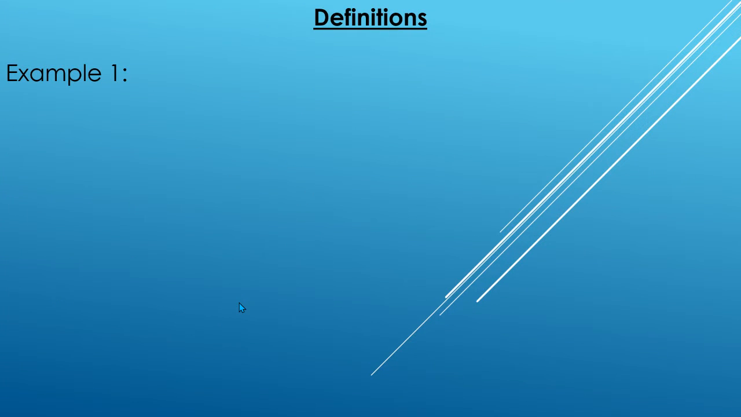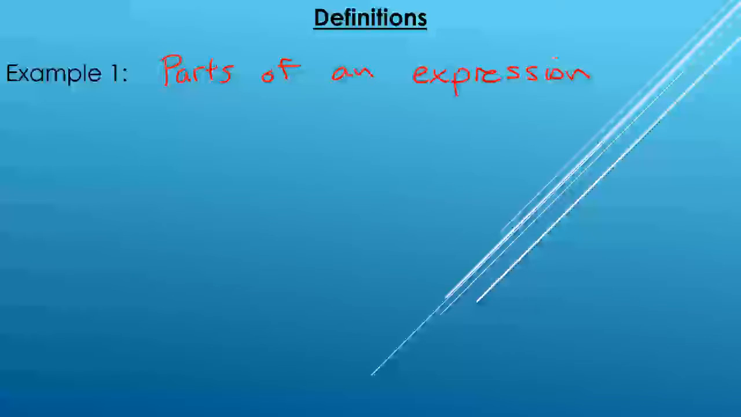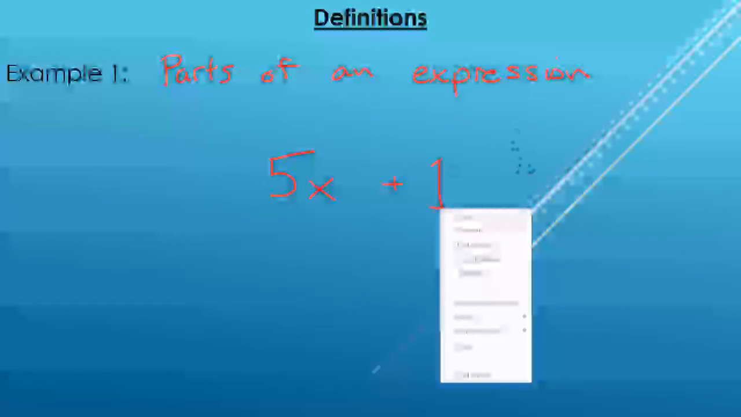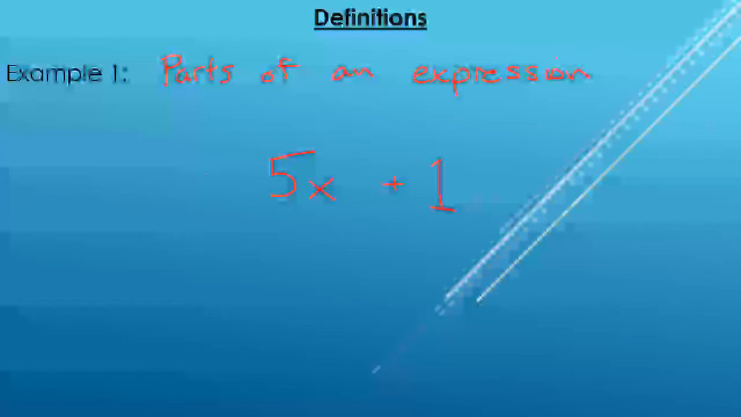So for our definitions, let's start with this. We want to define all the parts of an expression. What is an expression? What are all the parts? So let's start with this as our example, 5x plus 1. So here's our expression. This whole thing is the expression, 5x plus 1.